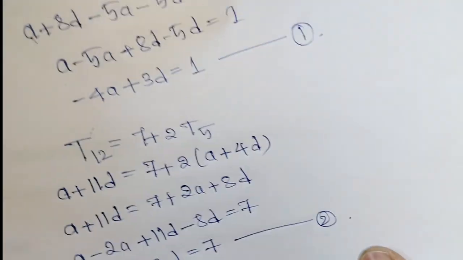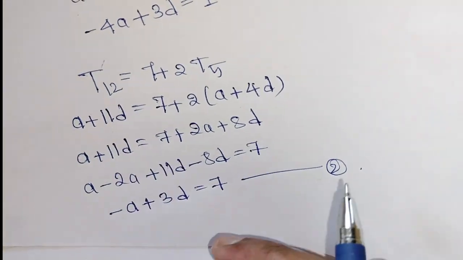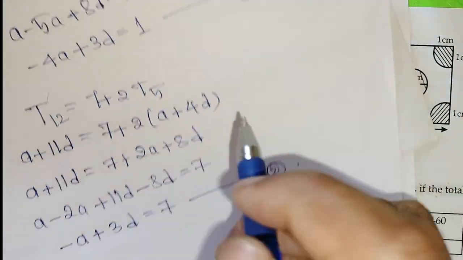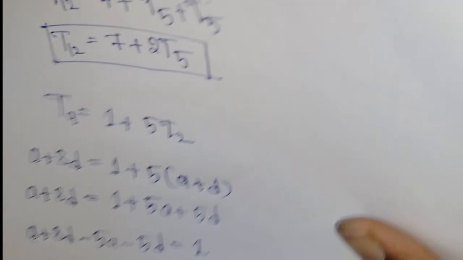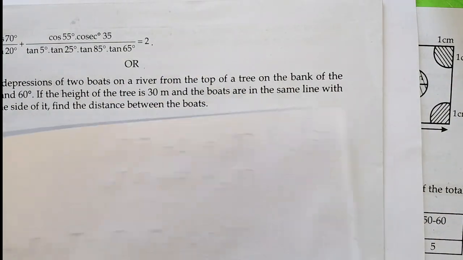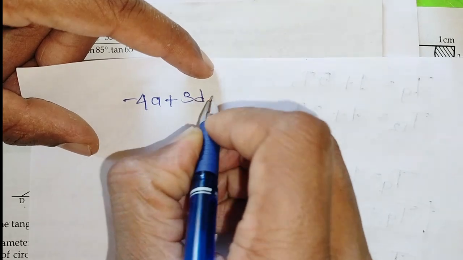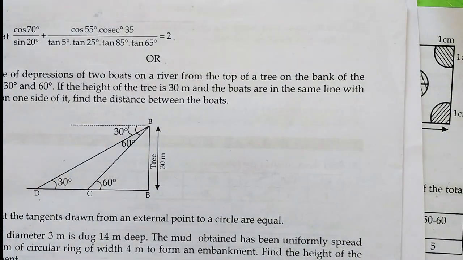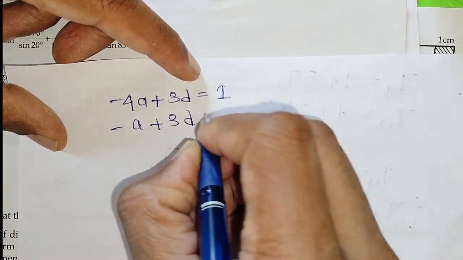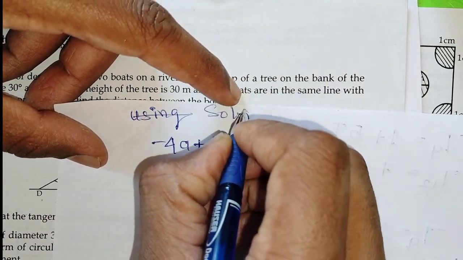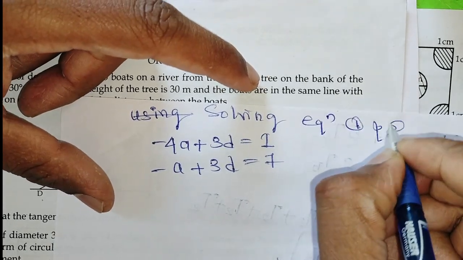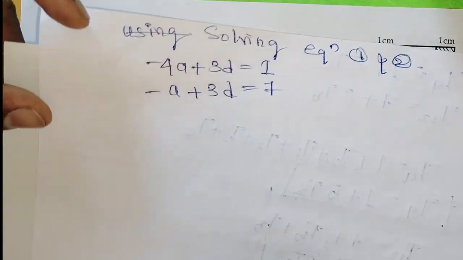So using these two relations, we have to solve these two equations, equation number 1 and 2. Equation 1 is minus 4A plus 3D equals 1, and the second equation is minus A plus 3D equals 7. You have to write like this: solving equations 1 and 2.